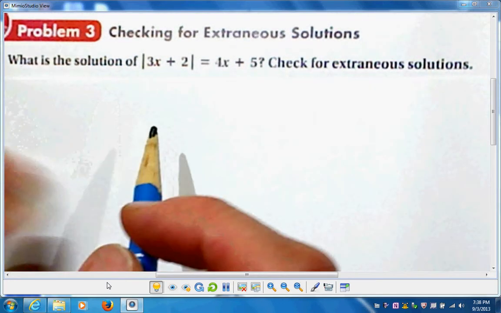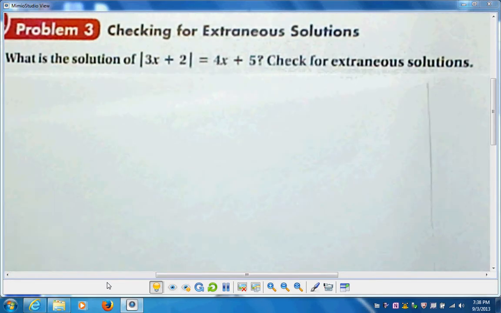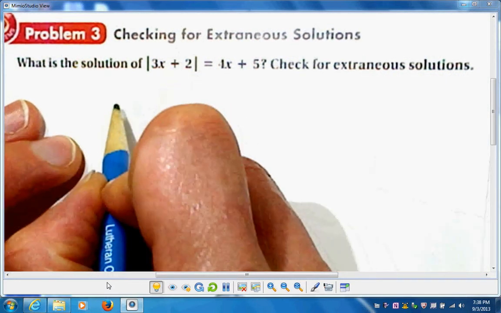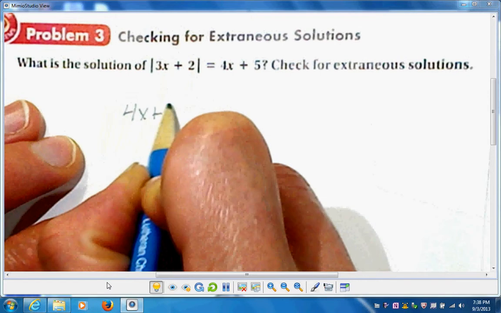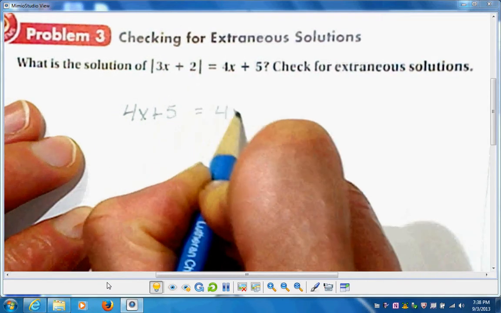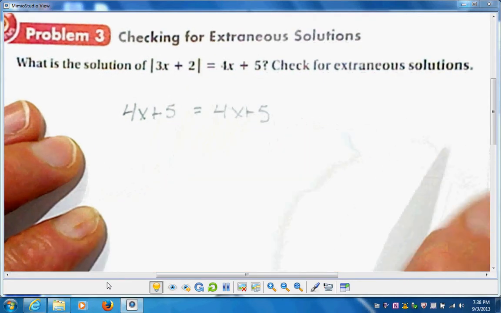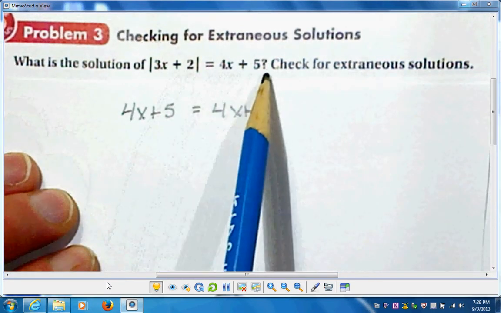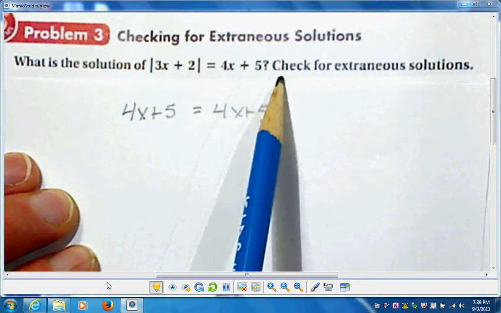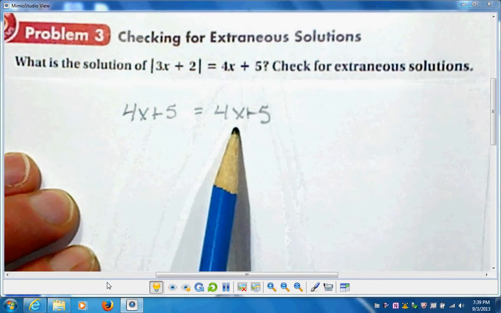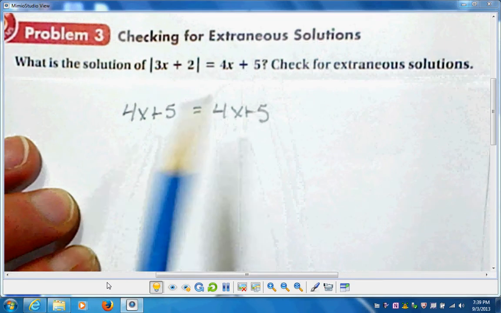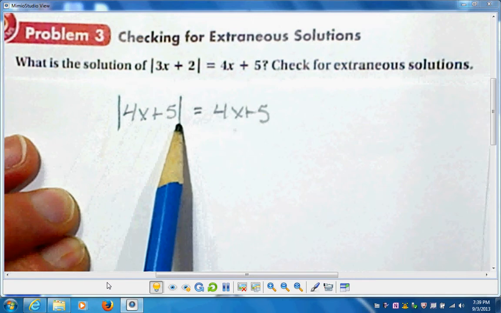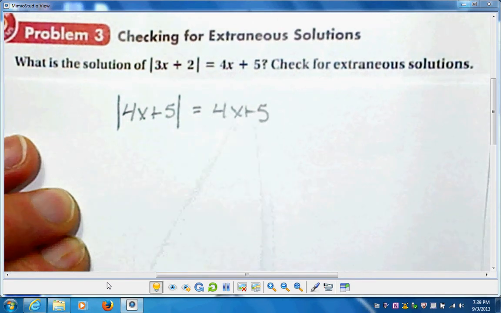So let's agree, this is kind of obvious, that 4x plus 5 equals 4x plus 5. Do you agree with that statement? So remember that this is our distance here. Absolute value is equal to distance. So I'm saying this distance is equal to this distance, correct? So let's just say the absolute value of 4x plus 5 is equal to 4x plus 5.